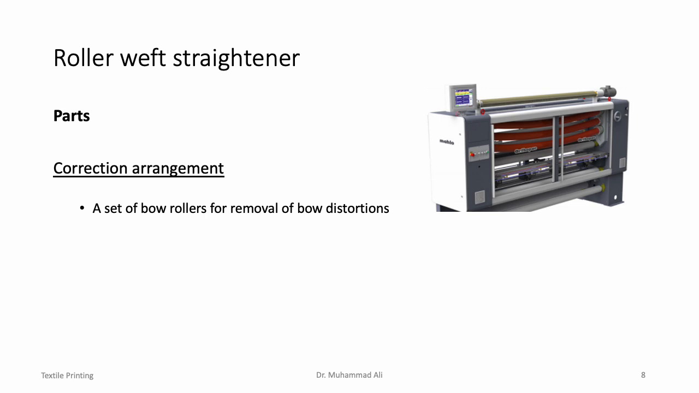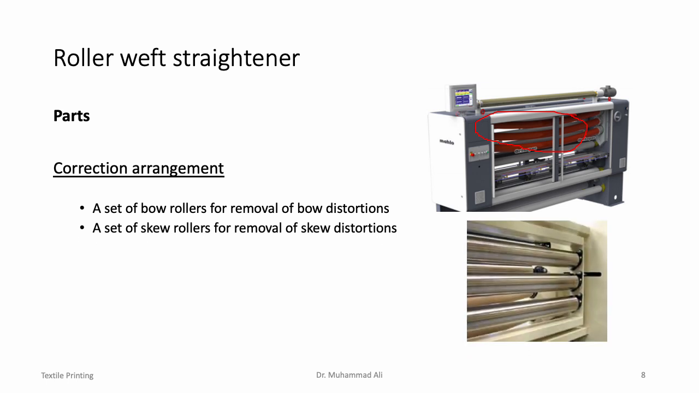So in a roller weft straightener, the correction arrangement consists of a set of bow rollers that are there to remove bow distortions. So in the image here, these red rubber coated rollers that you see are the bow rollers. And then there is a set of simple steel rollers which are known as the skew rollers, and they are there to remove skew distortions from the fabric.